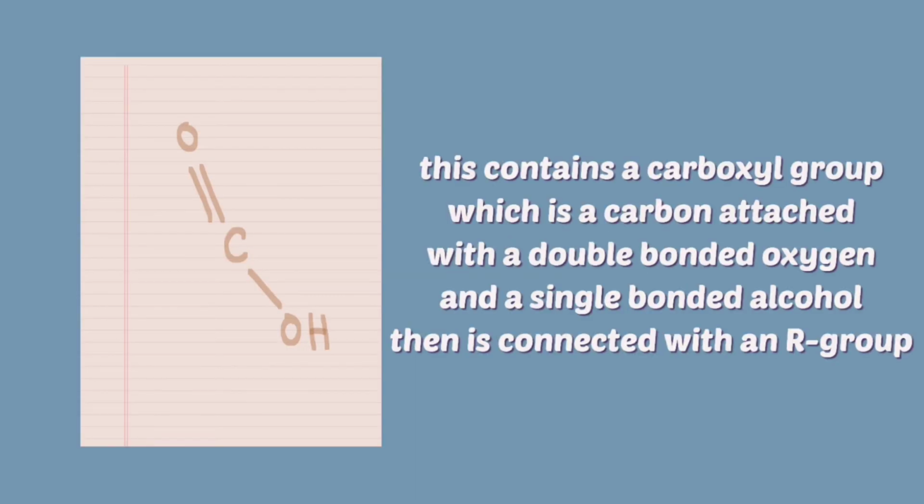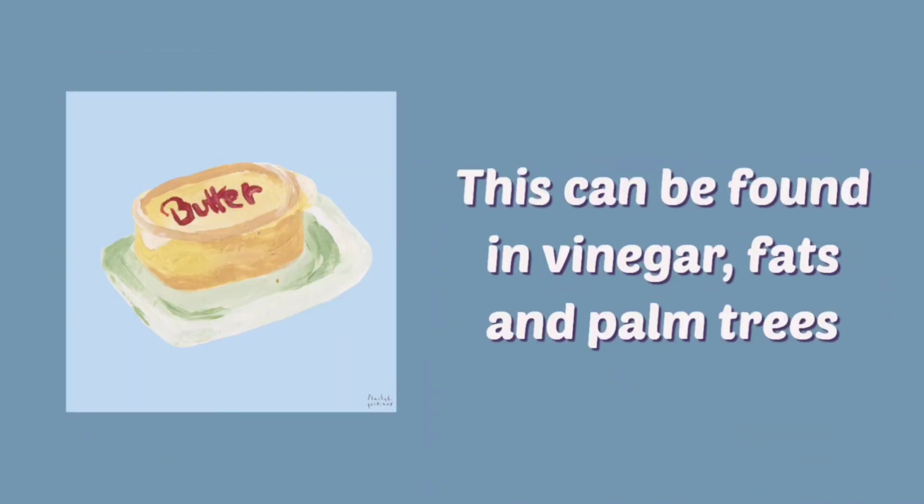Carboxylic acids. This contains a carboxyl group, which is a carbon attached with a double bonded oxygen and a single bonded alcohol, then is connected with an R group. This can be found in vinegar, fats, and palm trees.